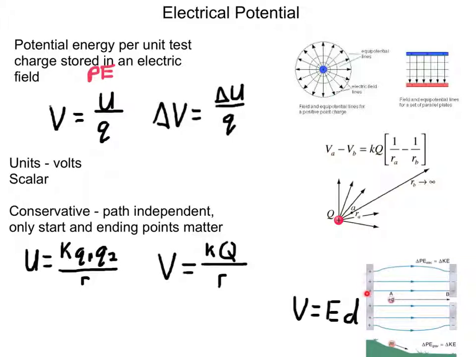Over here we have two parallel plates. I have a positive plate and a negative plate. Now, in between two parallel plates, the electric field is constant.